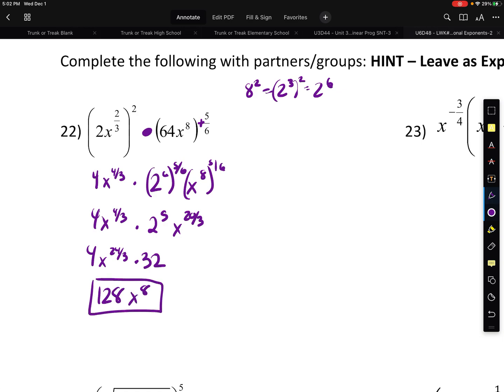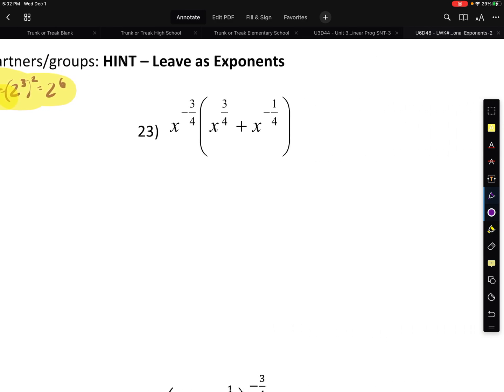Done. So changing it up, getting these bases the same is really essential to breaking things down and making them as small as possible in these scenarios. All right, 23. We distribute.